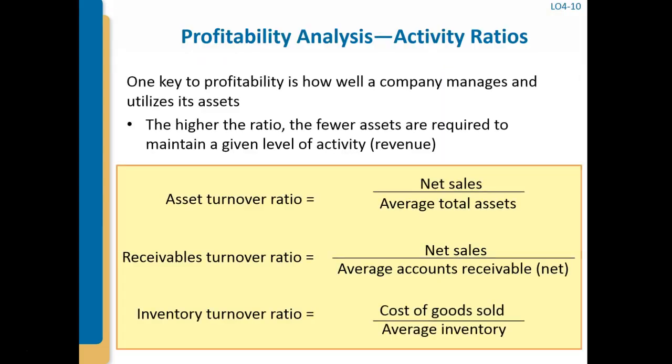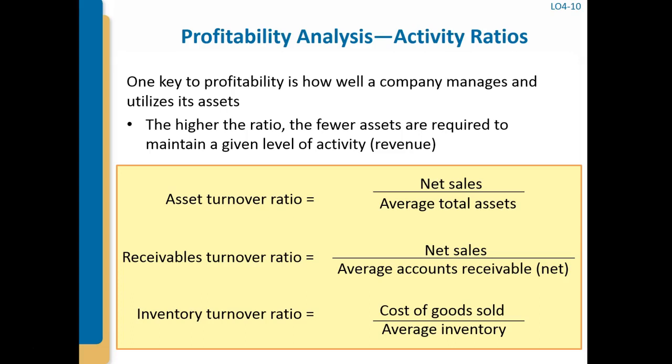Now, Chapter 3 provided an overview of various financial statement analysis, and it introduced some common ratios that were used in risk analysis to look at a company's liquidity and long-term solvency. Now, we're going to look at some profitability analysis ratios. One key to profitability is how well a company manages and utilizes its assets. Some ratios are designed to evaluate the company's effectiveness in managing assets.